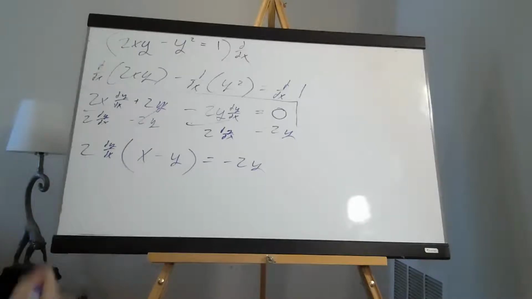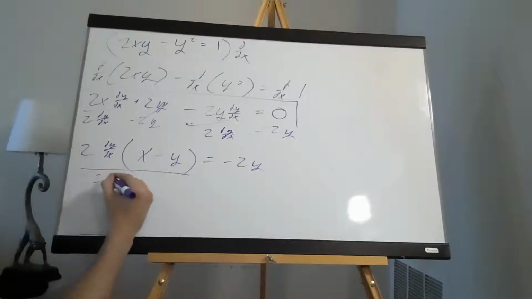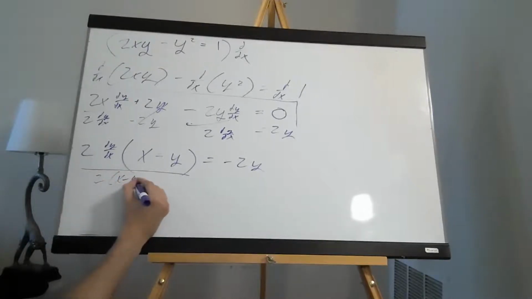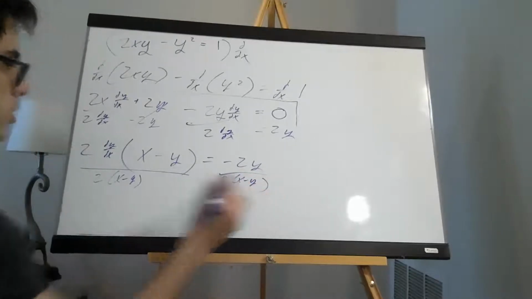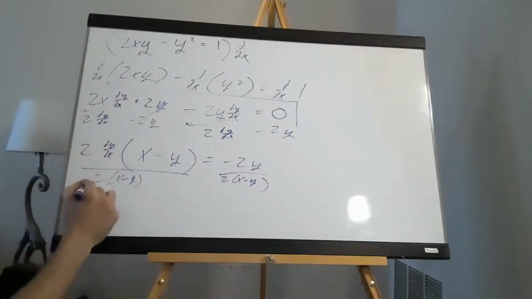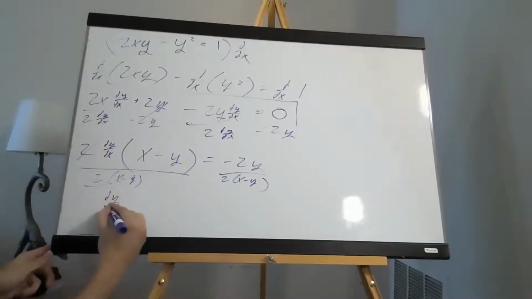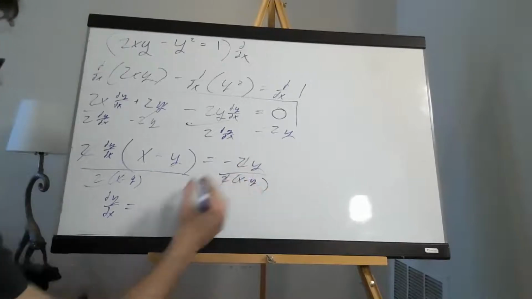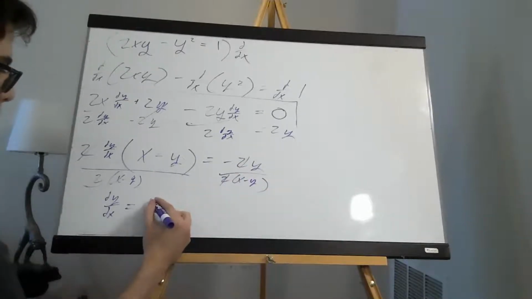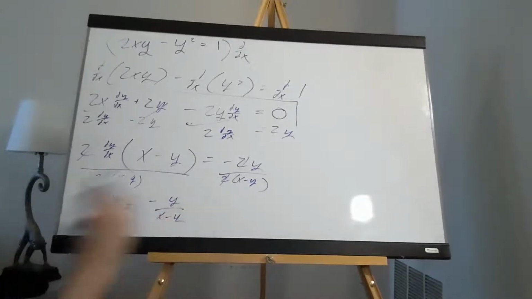All right, so our next step is to divide both sides by 2 times x minus y. What you're going to notice is that that's all going to go away. So now we're left with just dy/dx on this side, equal to, this 2 cancels with that one. So our final answer is negative y over x minus y.